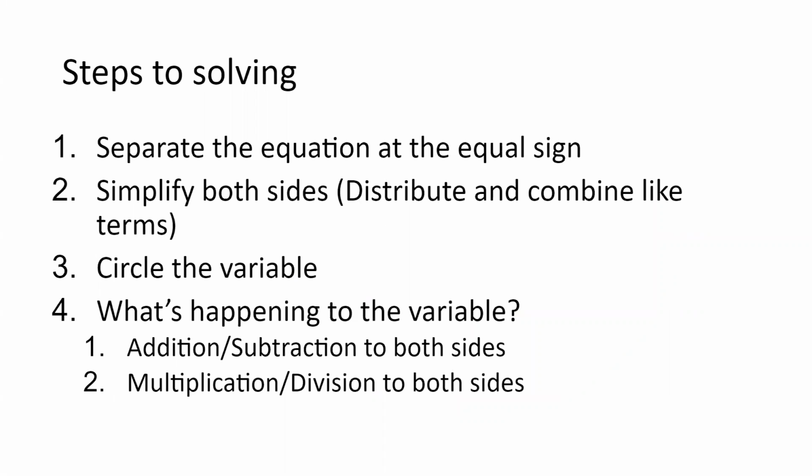Again, here are your steps. You don't have to write them if you already wrote them down once. We're separating at the equal sign. We're simplifying both sides and KCOing. We're going to circle our variable, and then we're asking ourselves what's happening to our variable. If it's multiplication, we're going to divide on both sides. If I see division, we're going to multiply on both sides.